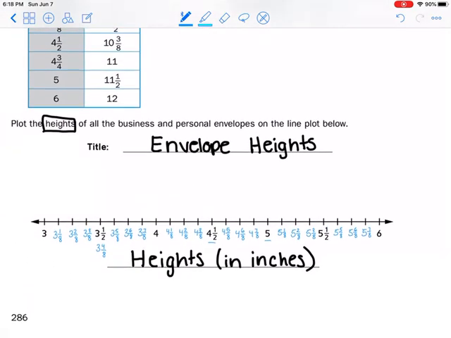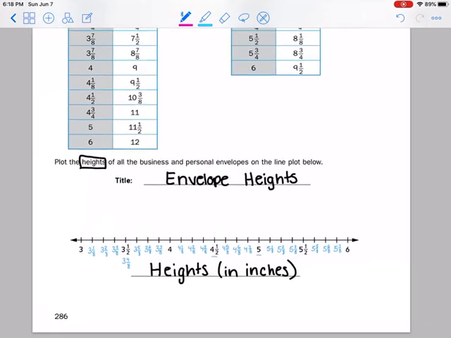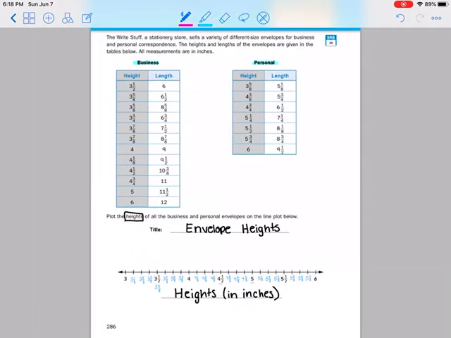Okay, all done. So now all we have left to do is plot all of the business and the personal envelope heights. So I'm going to change the color of my pen, and remember I told you I like to cross out as soon as I plot that data point so I don't get confused. So here we have, I'm going to start right here, 3 1/2. So I'm going to find 3 1/2, and I'm going to put an X, and then I'm going to cross it out. 3 5/8, X, and then cross it out. Another 3 5/8, and cross it out.